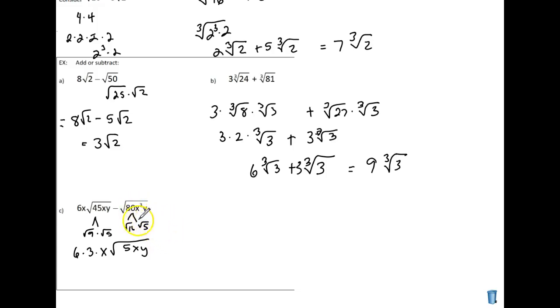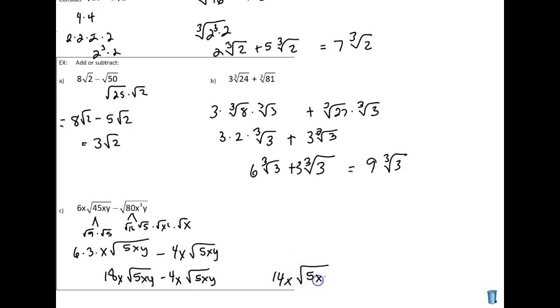But also this x to the third, notice one of those x's is going to come out, because that's the square root of x squared and the square root of x, and then of course I have the y as well. Okay, so then I'm subtracting from this 4x times the square root of 5xy. So 18x square root 5xy minus 4x square root 5xy. When I put that all together, I get 14x square root 5xy. Okay, final answer right there.